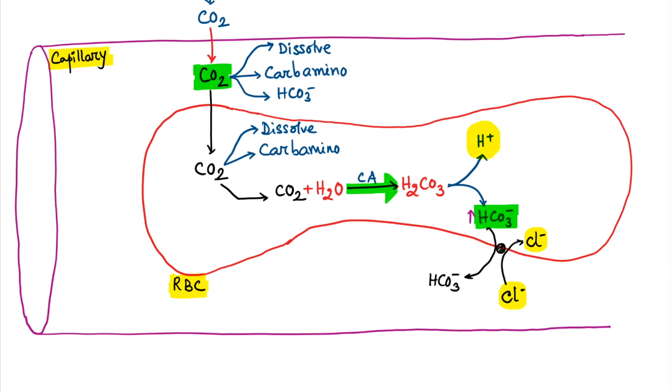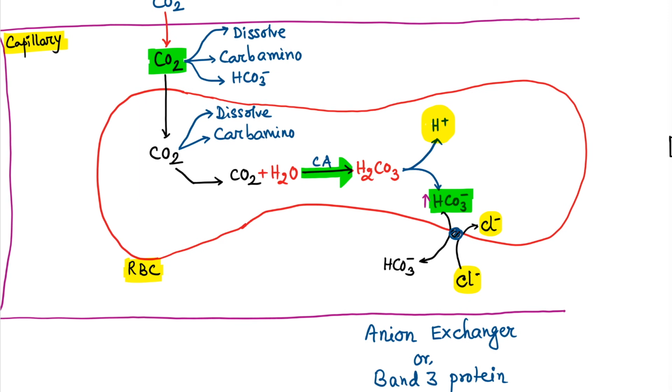This exchange process is done by a transporter protein. This transporter protein is known as anion exchanger protein. So this is a chloride bicarbonate antiporter, which is also known as the anion exchanger or band 3 proteins of RBC. Okay, right? Now, due to this exchange process, what happens? The chloride content of the RBC increases.